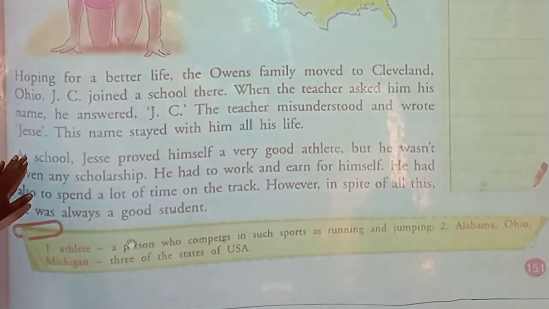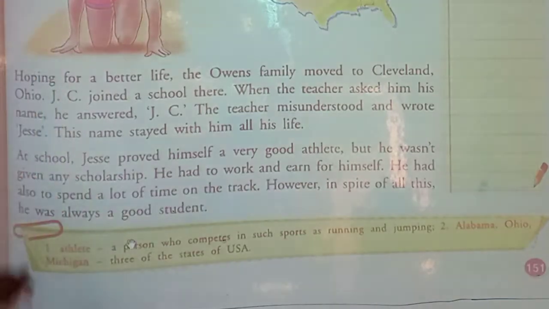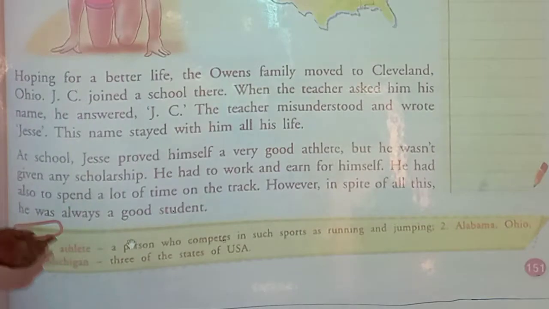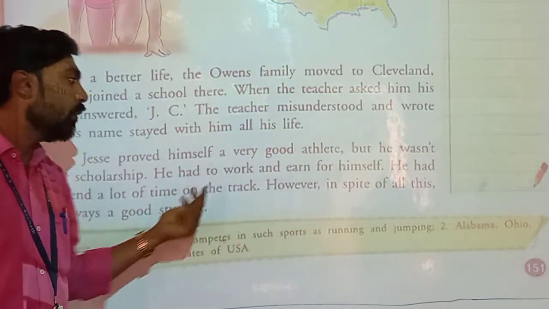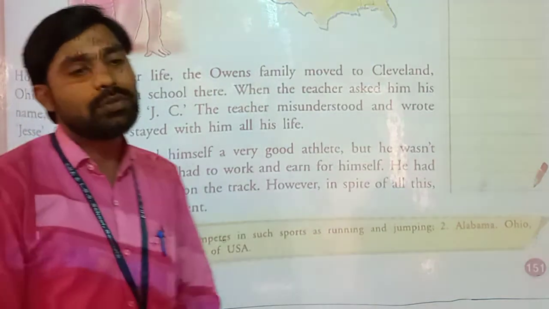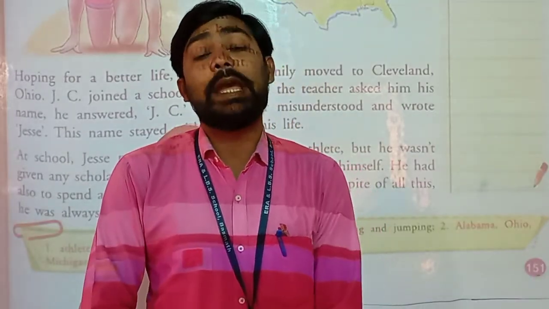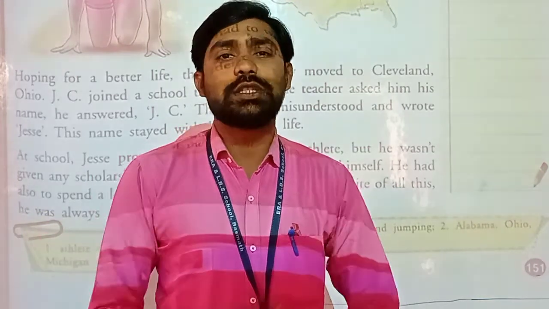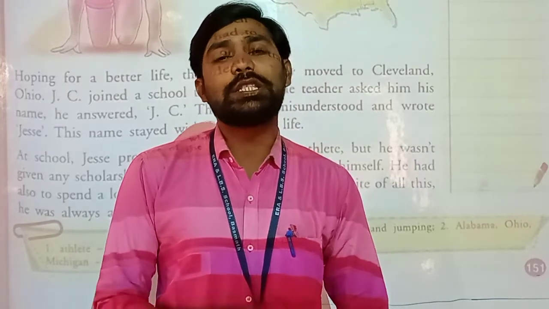Okay. At school, JC proved himself a very good athlete, but he wasn't given any scholarship. He had to work and earn for himself. He also had to spend a lot of time on the track. However, in spite of all these, he was always a good student. Now students, as we know that JC is a good athlete. So he proved in school that he was a good athlete, but he did not get any scholarship from school.